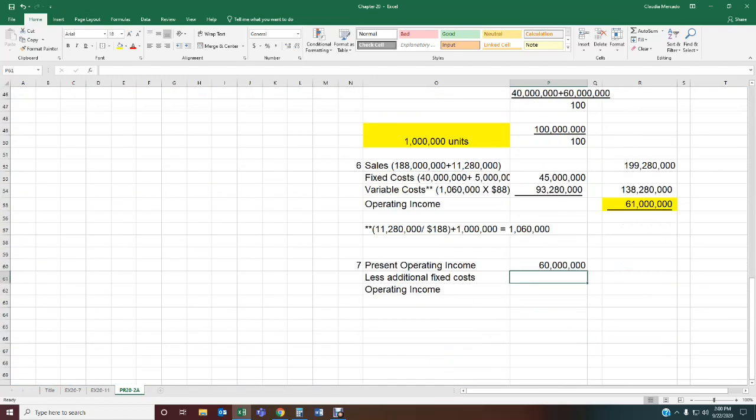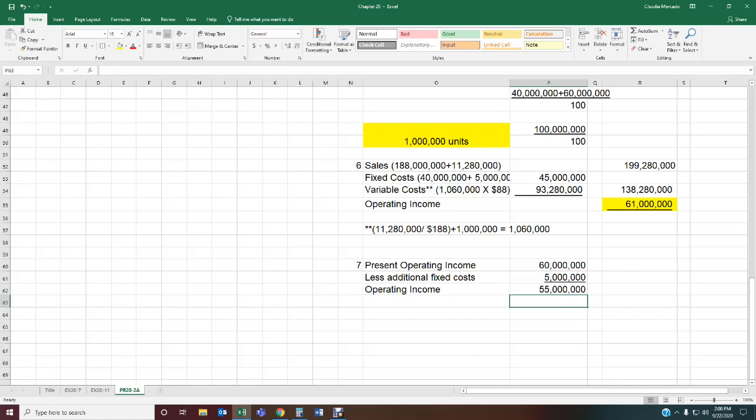So what's going to happen? I have additional cost of $5 million. Okay. So it's present operating income less the additional fixed costs. And then we can calculate our operating income of $55 million.